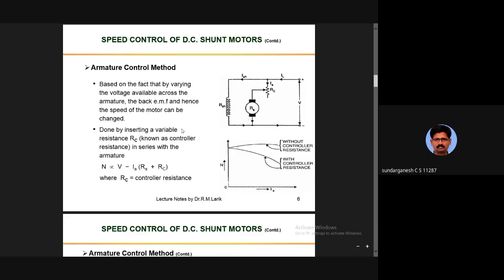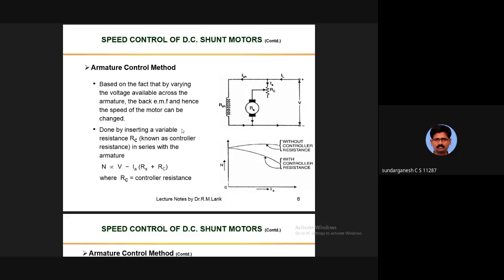So the next topic is armature control method. In this method, we are controlling the armature. By the name, you know that we are controlling the armature current. By controlling the armature current, I am controlling the back EMF.